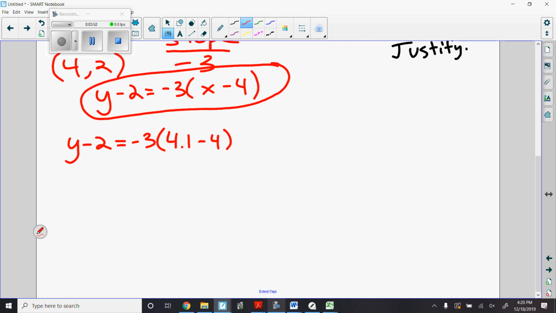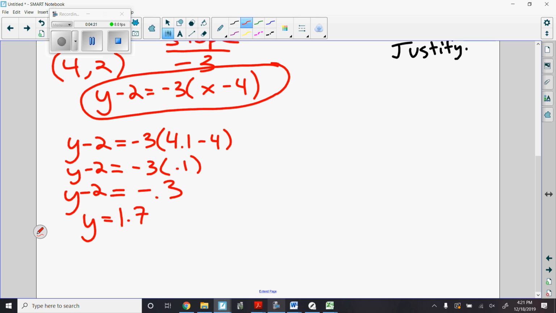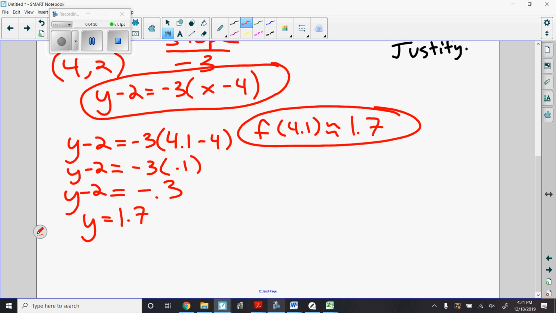I'm going to do 4.1 minus 4 is 0.1. Then I'm going to do -3 times 0.1. -3 times 1 would be -3, but I got to move that decimal once, so this is going to be -0.3. And then I'm going to solve for y and get y equals -0.3 plus 2, which is the same as 2 minus 0.3, which would be 1.7. So now I know f of 4.1 is approximately 1.7. That's my answer to the second part of the question.